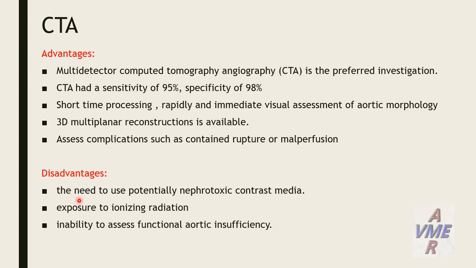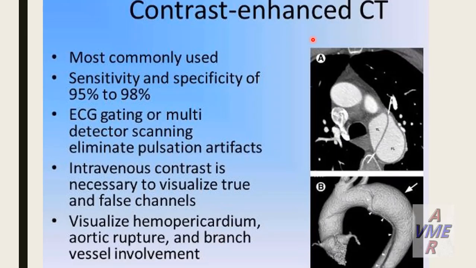Disadvantages: the need to use potentially nephrotoxic contrast media, exposure to ionizing radiation, and inability to assess functional aortic insufficiency. Contrast-enhanced CT, like in this condition, we have here type B aortic dissection. Most commonly used, sensitivity, as we have said, 95% and specificity 98%, as you can do ECG gating. Intravenous contrast is necessary to visualize the true and false channel, visualizing complications like hemopericardium, aortic rupture, and branch vessel involvement.